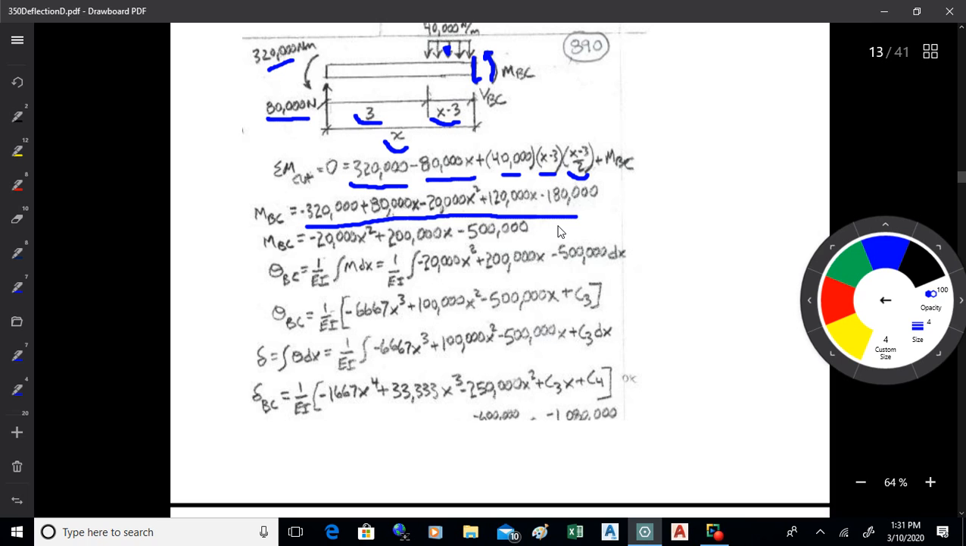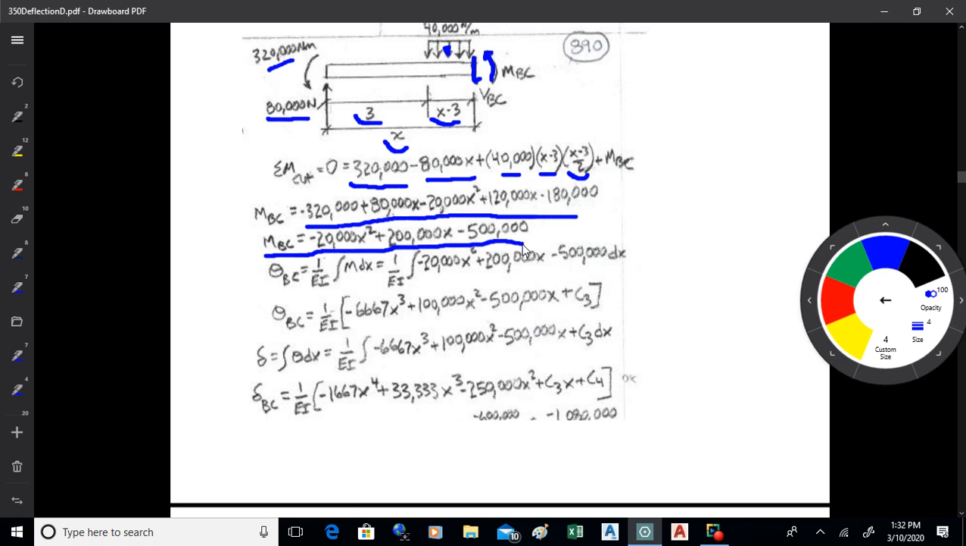So now it's negative 320,000 plus 80,000x, and then I've got that binomial that I've evaluated, the x squared minus 6x plus 9. Then I multiply that through by 20,000, then take the negative of it because I've taken it to the other side of the equation. So I'm doing all those steps at once. Okay? A bunch of algebra. Then I collect terms, and I get this for my moment equation. Okay. There it is. So the moment from B to C is negative 20,000 x squared plus 200,000 x minus 500,000. Okay, simple enough polynomial once I get to it.